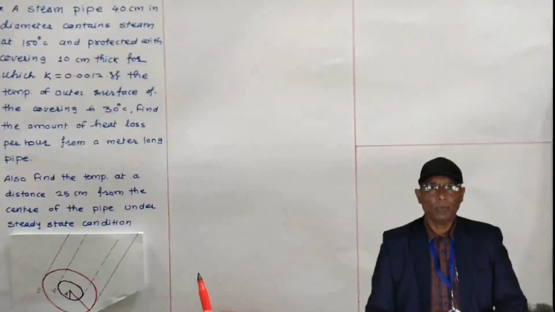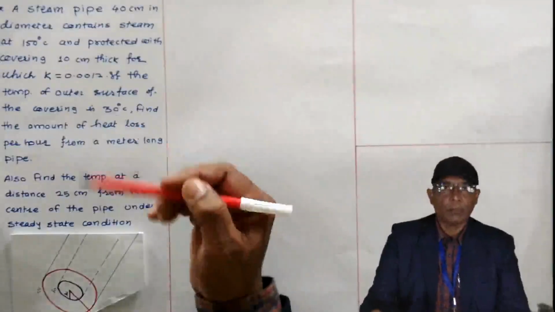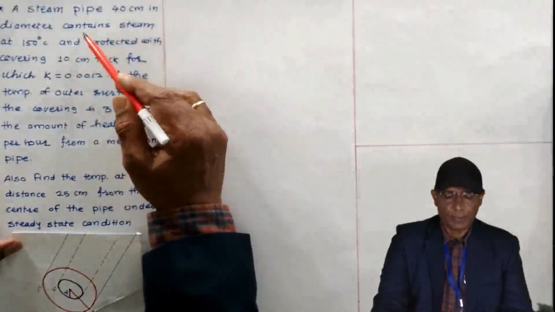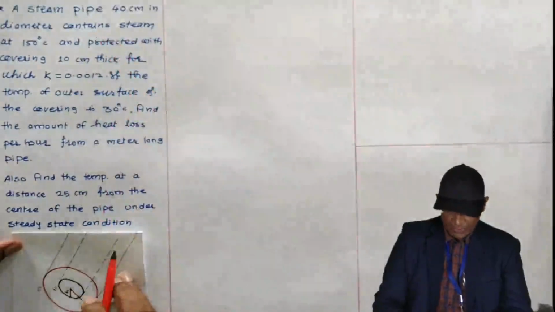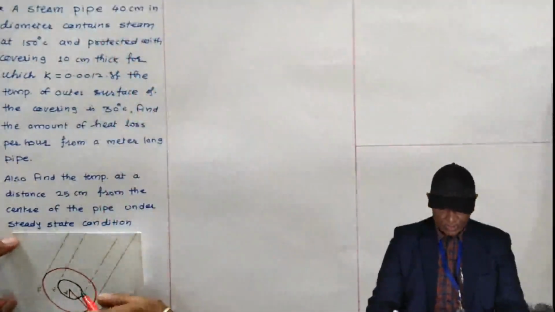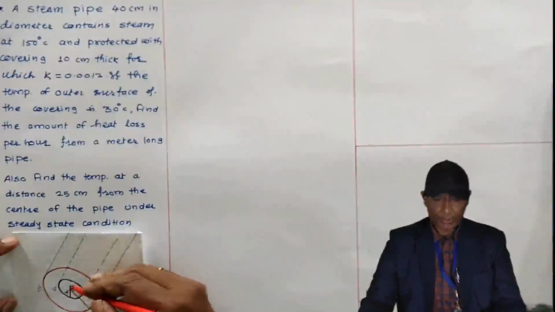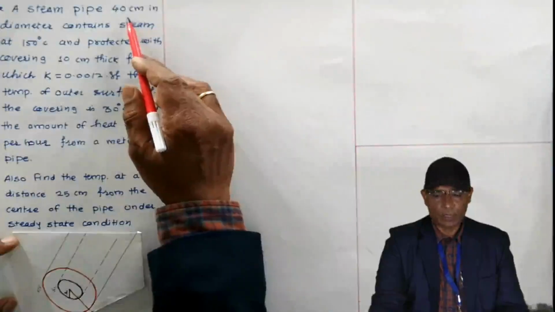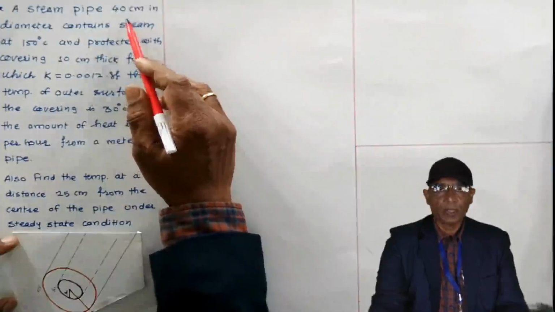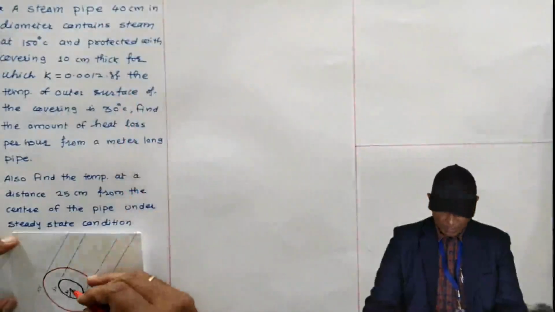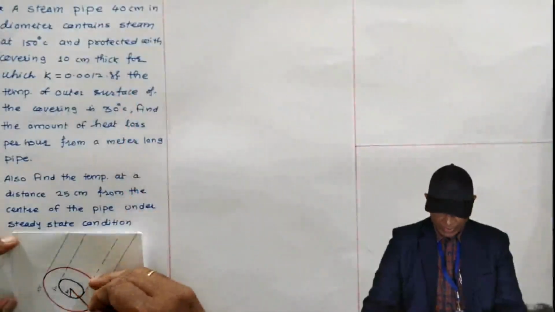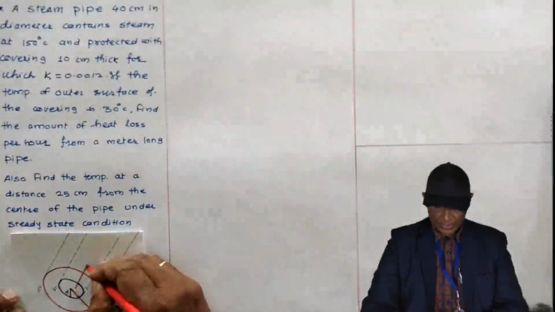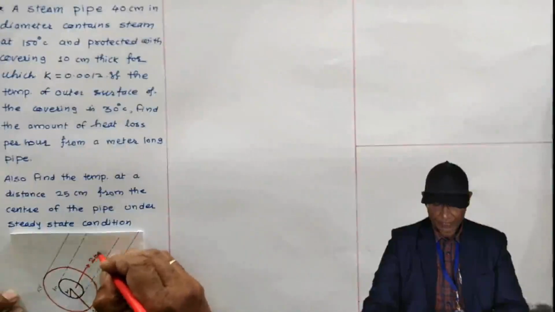Now the problem on Fourier law of heat conduction. The question I am going to read: a steam pipe 40 cm in diameter. The steam pipe is the same figure I am going to use. The diameter of the steam pipe is 40 cm. Therefore, the radius of the steam pipe will be what? 20 cm. This is the radius, and the radius is 20 cm.